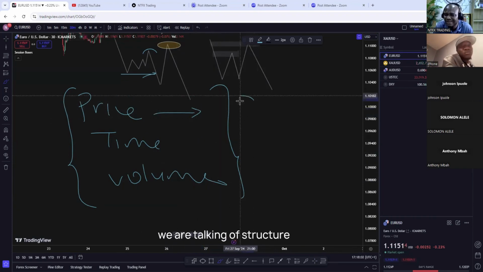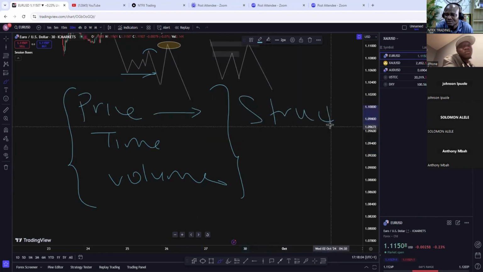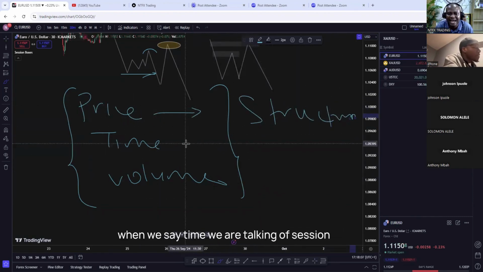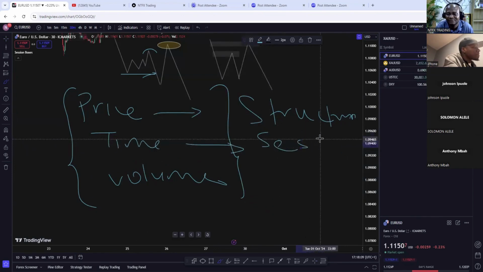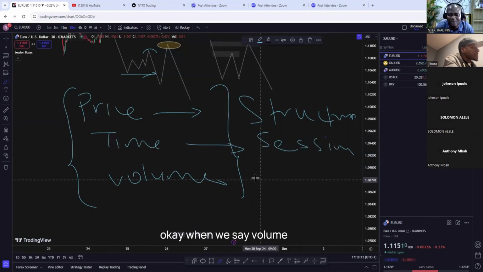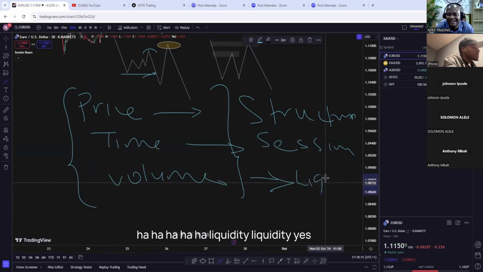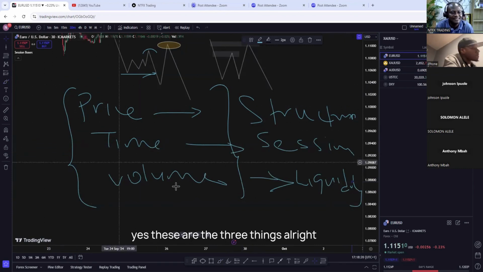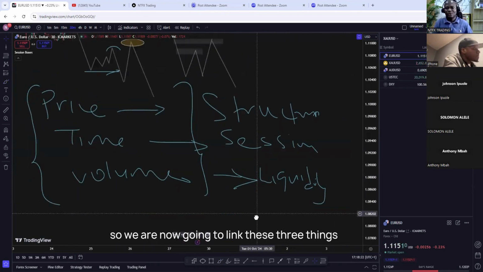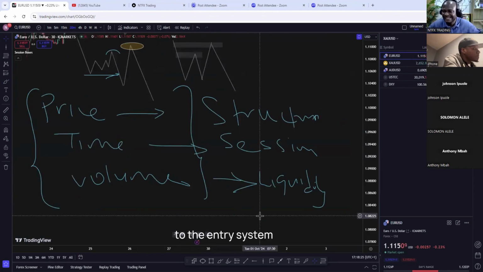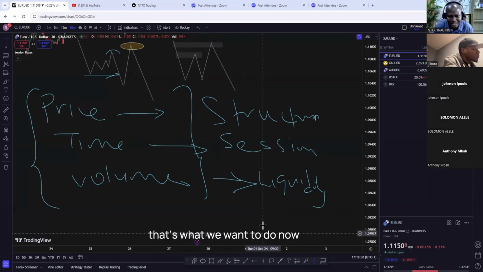When we say price, we are talking of structure. When we say time, we are talking of session. When we say volume, we are talking of liquidity. These are the three things. Now we are going to link these three things to the entry system in such a way that it will tell you, this is the mitigation, this is the injection, this is the entry, and all those things. That's what we want to do now.